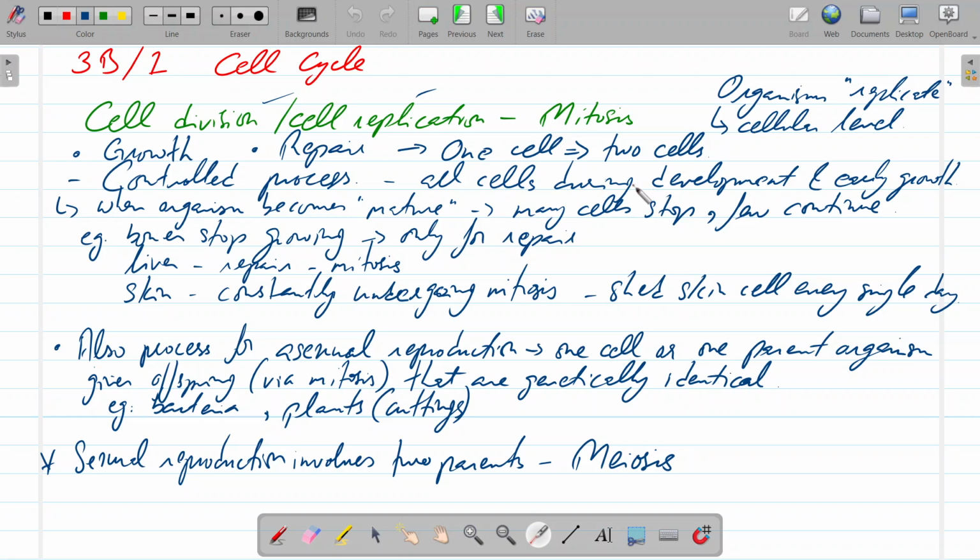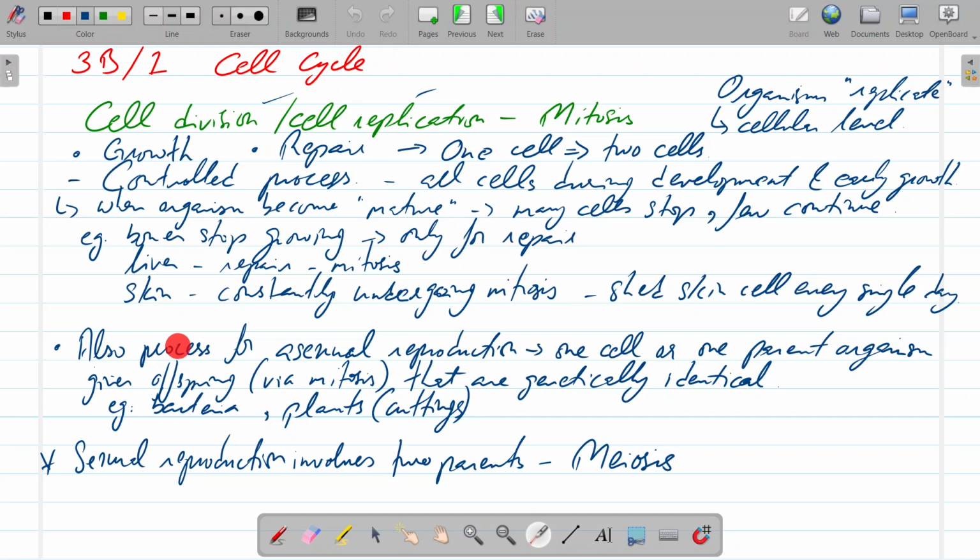It happens with all the cells during development and early growth, but when the organism becomes mature, many of the cells stop undergoing this process. Some do, and how often depends on the need, such as bones and the liver and the skin.